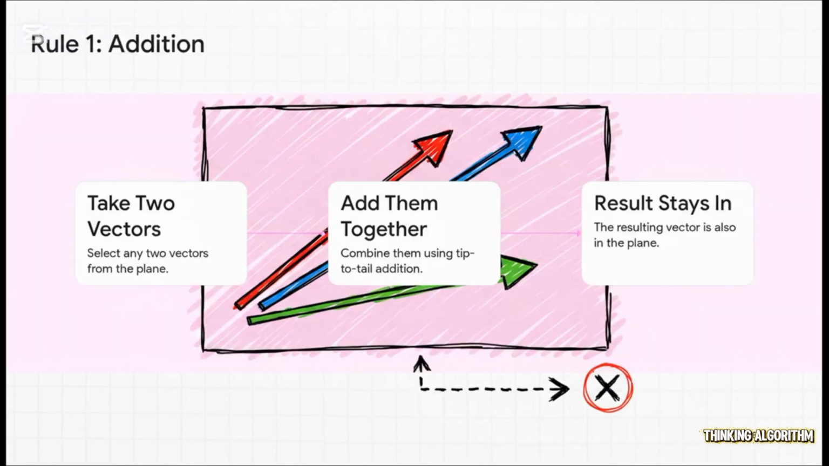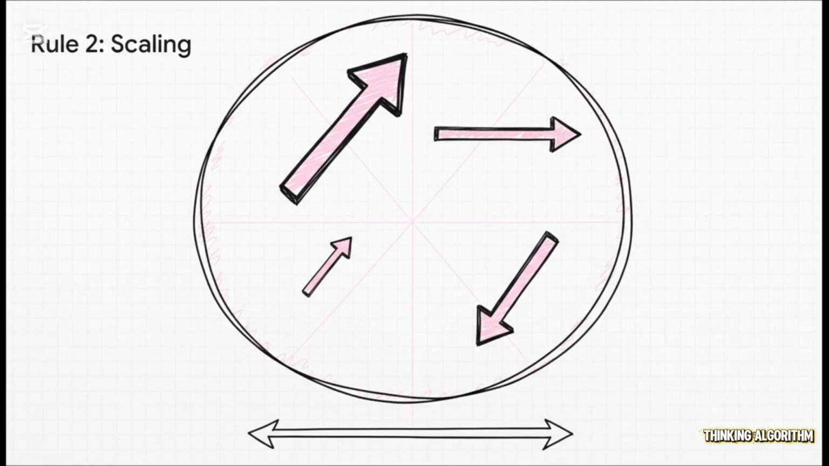Now, every good playground has some rules, and rule number 1 is all about addition. If you take any 2 arrows in our playground and add them together, placing them tip to tail, the new arrow you make has to land somewhere inside the playground too. You can't just add 2 vectors and suddenly find yourself outside the 2D plane. It's self-contained.